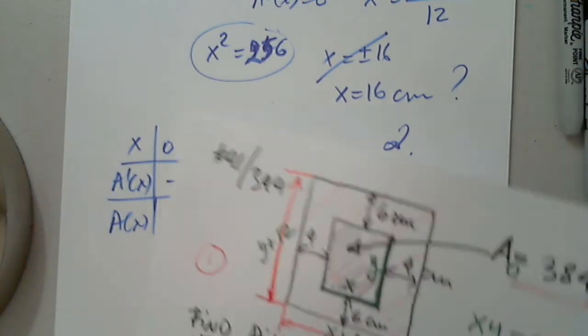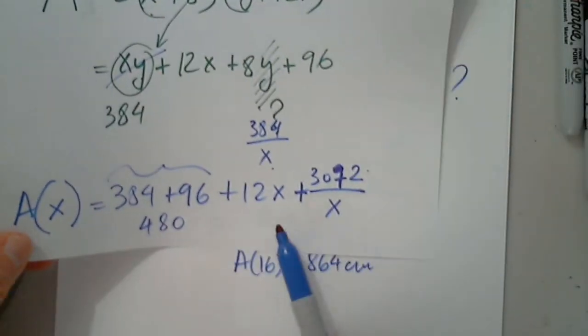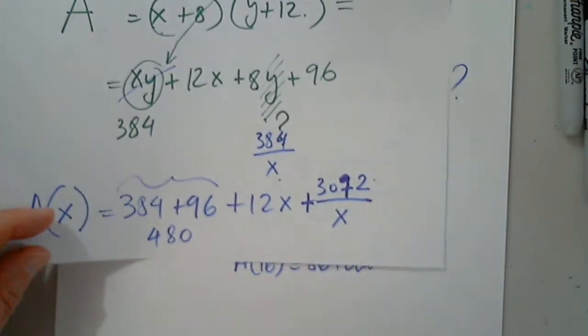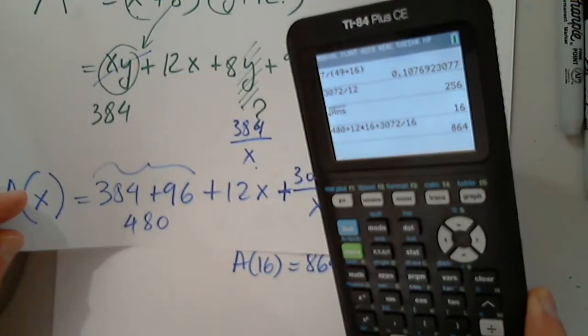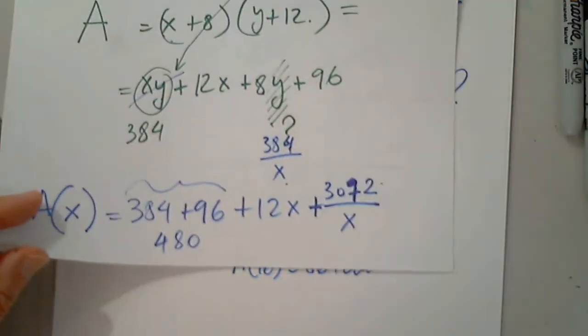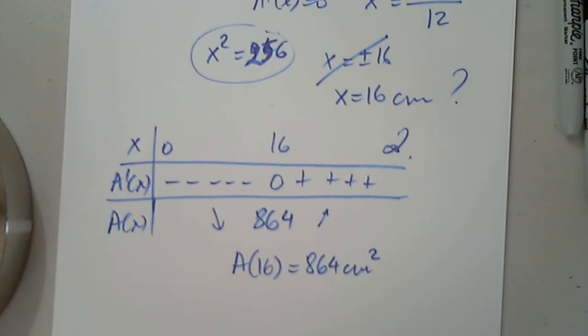I plugged it in here. So 480 plus 12 times 16 plus 3072 over 16. I'm checking my numbers one more time. 480, 12 times 16. Yep, I got 864. And since it's area, it will be in centimeters squared.